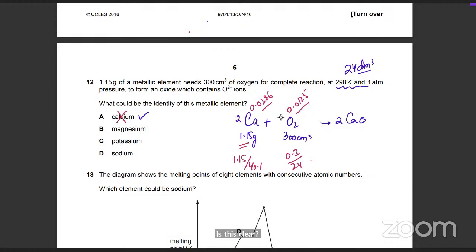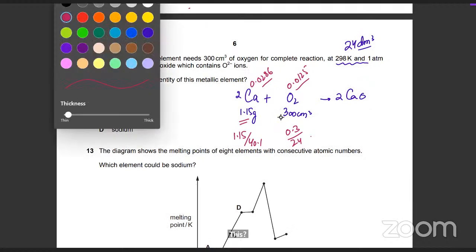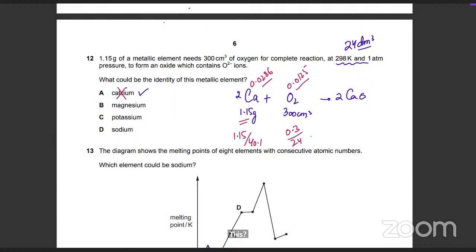Now, the problem with this question is you can only do trial and error in this. You have to work it out for each one of them. So the next one I'm going to do is the second one. Let's say it's magnesium, right?